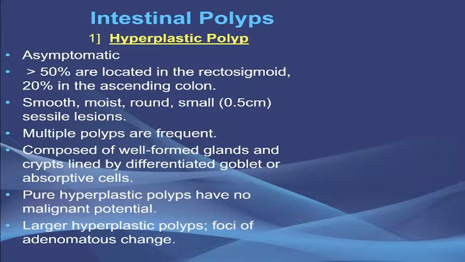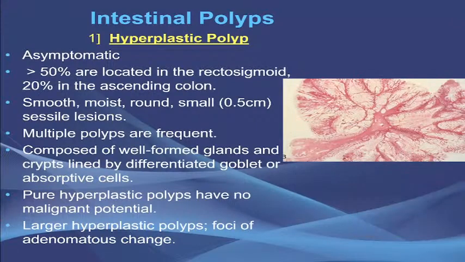Okay, and that's why it's important that when a polyp is seen during colonoscopy, it be biopsied, because the malignant potential needs to be excluded. So larger hyperplastic polyps often have foci of adenomatous or neoplastic change. And again, this is why it's important that all polyps, if they are present, should be biopsied, even if they look benign to the naked eye during colonoscopy.